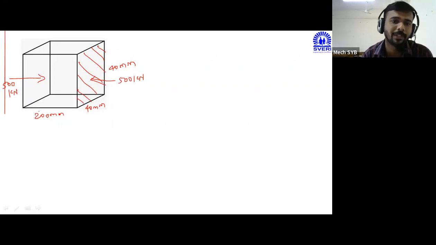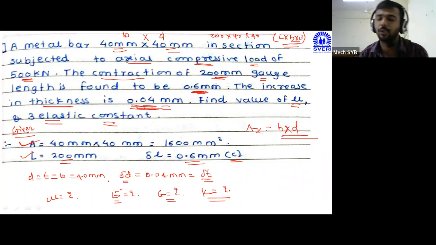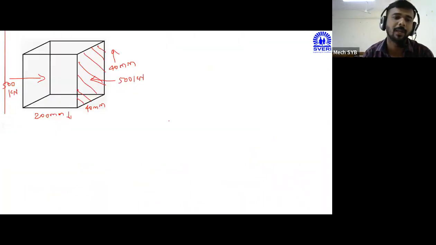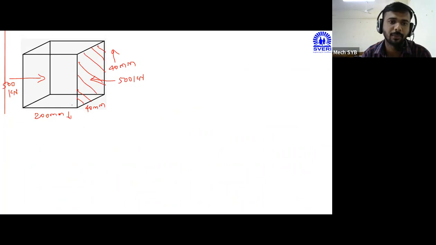Okay, so due to this compression length decreases but the thickness increases. Exactly opposite. The length decreases but thickness increases, and also they have mentioned in the statement the increase in thickness is 0.04 mm and contraction of gauge length, म्हणजे decrease झालेली लेंथ काय असणार आहे, 0.6 mm असणार आहे. Okay, so this is the figure given in front of you. The compressive force is given, dimensions are given, change in dimensions are given.